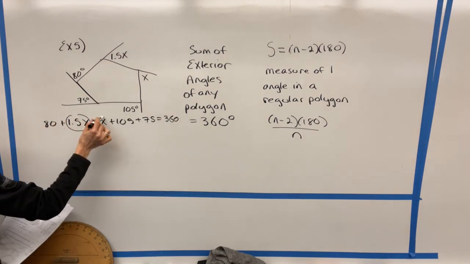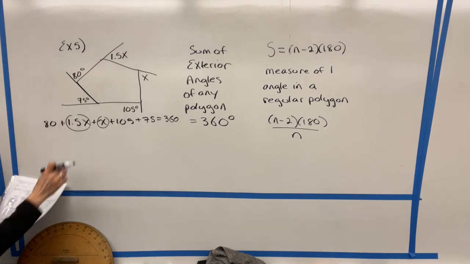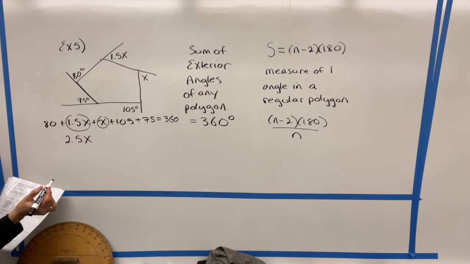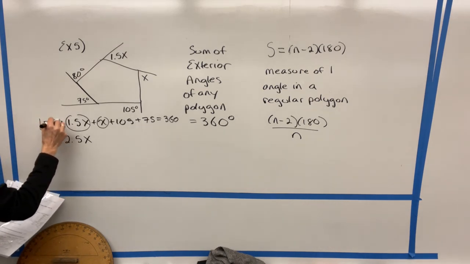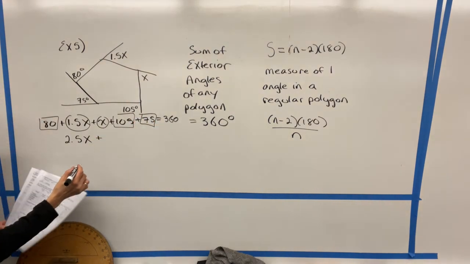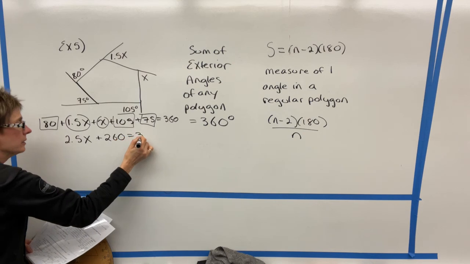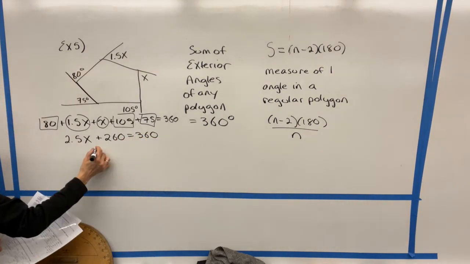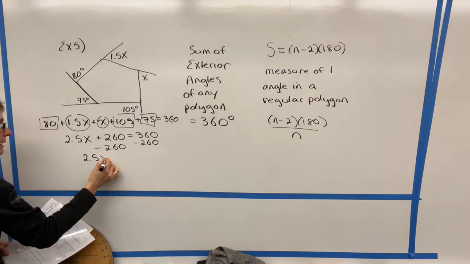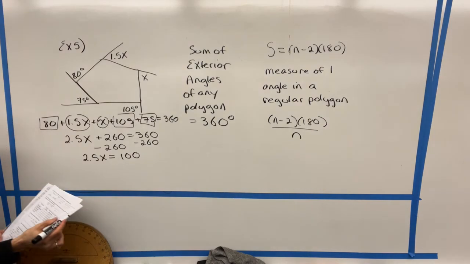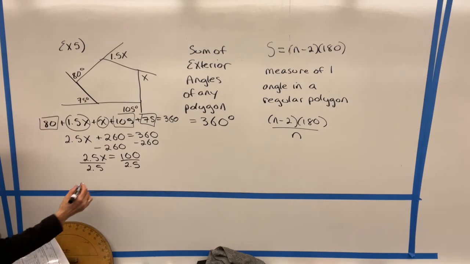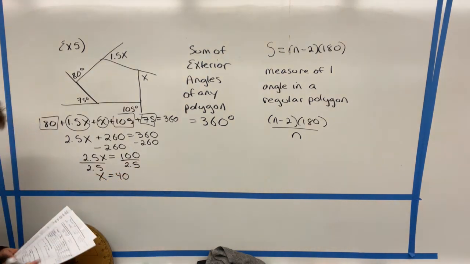Then I can combine my x's. So 1.5x plus 1 more x is going to be 2.5x. And then if I add up all these numbers, 80, 105, and 75, I'm going to get 260. Then, of course, I want to do my opposite operations. So I'll subtract 260. I'll get 2.5x equals 100. Then when I divide by 2.5, I get that x is 40. So that's how I would solve that problem.